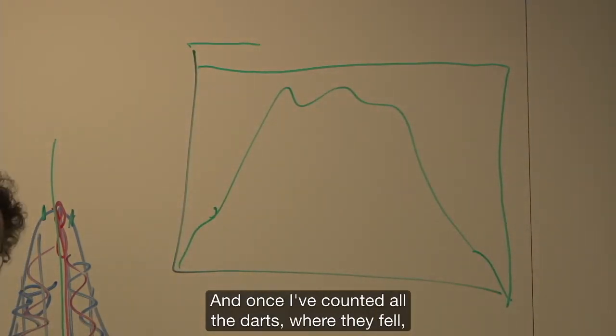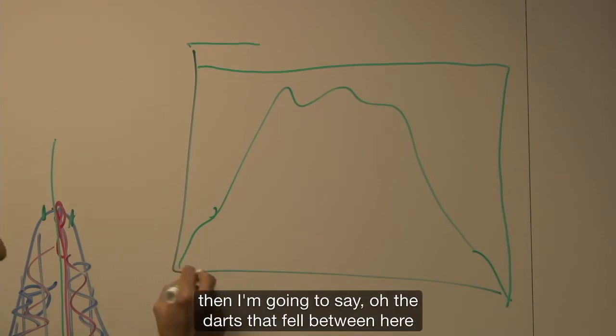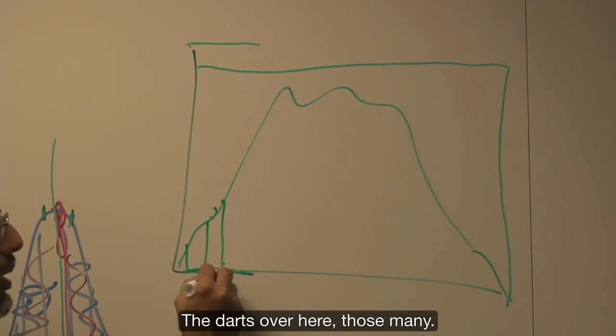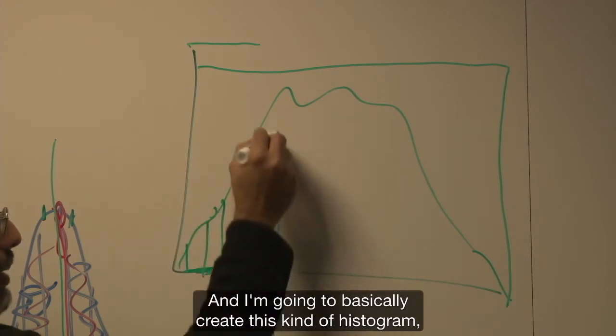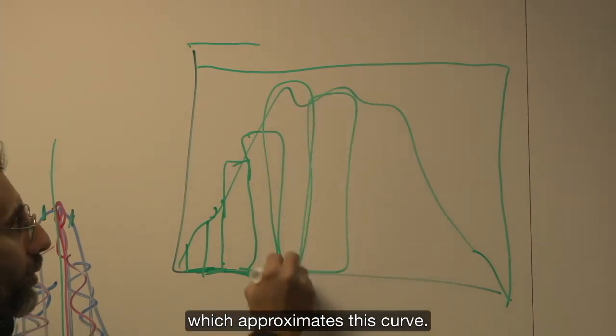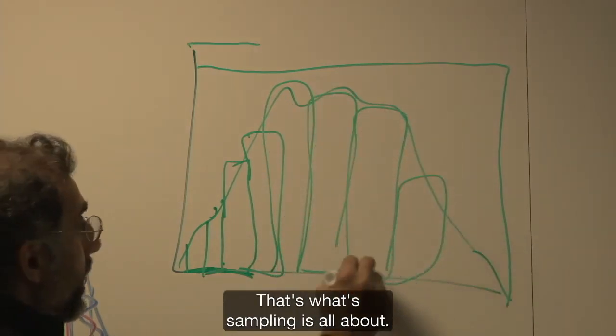And once I've counted all the darts where they fell, then I'm going to say, the darts that fell between here and here, they're going to be those many. The darts over here, those many. The darts over here, count those many. And I'm going to create this kind of histogram which approximates this curve. And that's the game. That's what sampling is all about.